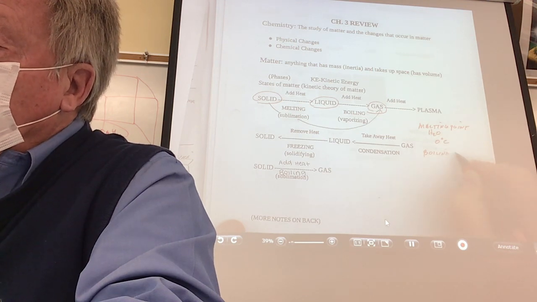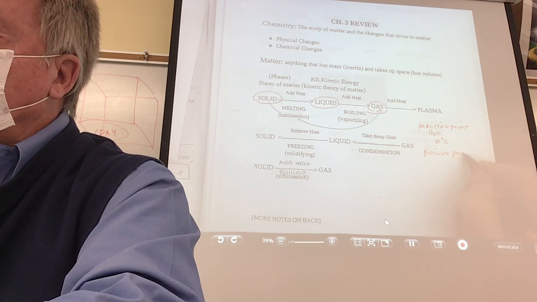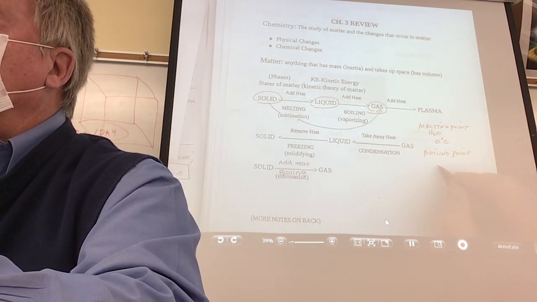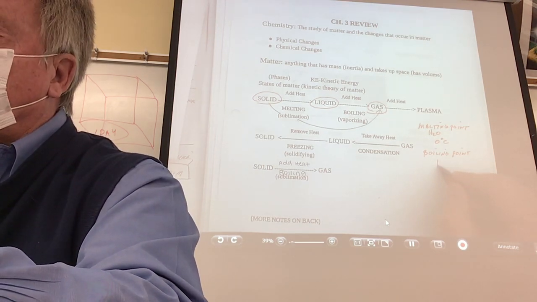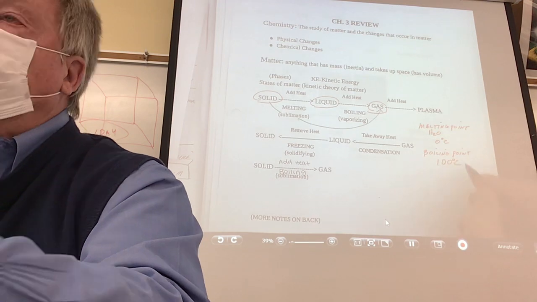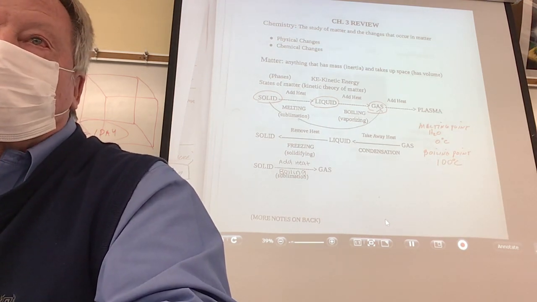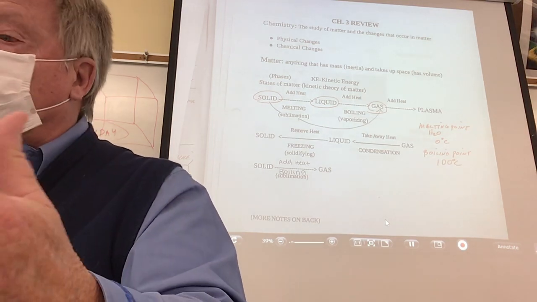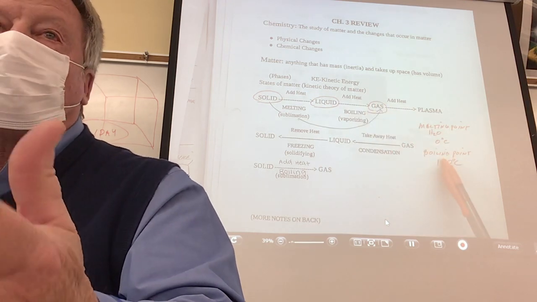All right. Boiling is what it's called, but what is the boiling point? Boiling point is the temperature. It's the temperature at which this occurs. What is the temperature at which it occurs? Isn't the boiling point of water 100 degrees Celsius? All right, boiling is what's happening when it changes from a liquid to a gas, but the temperature at which that occurs is called the boiling point.